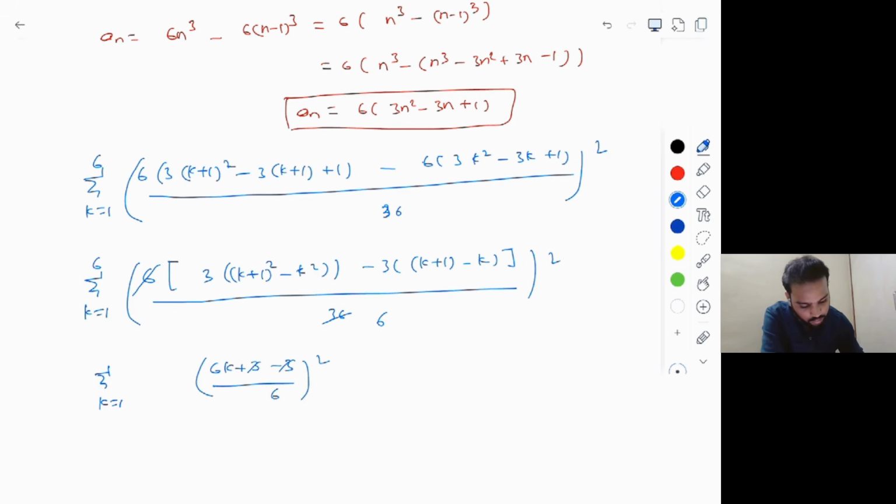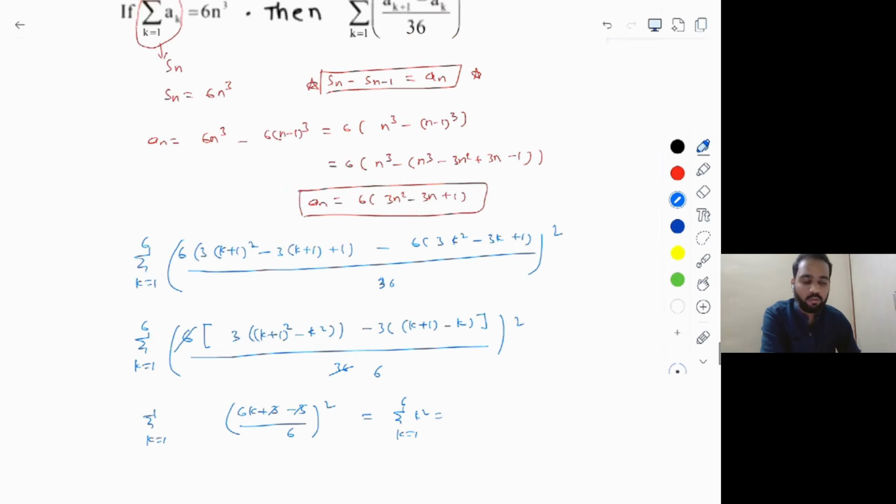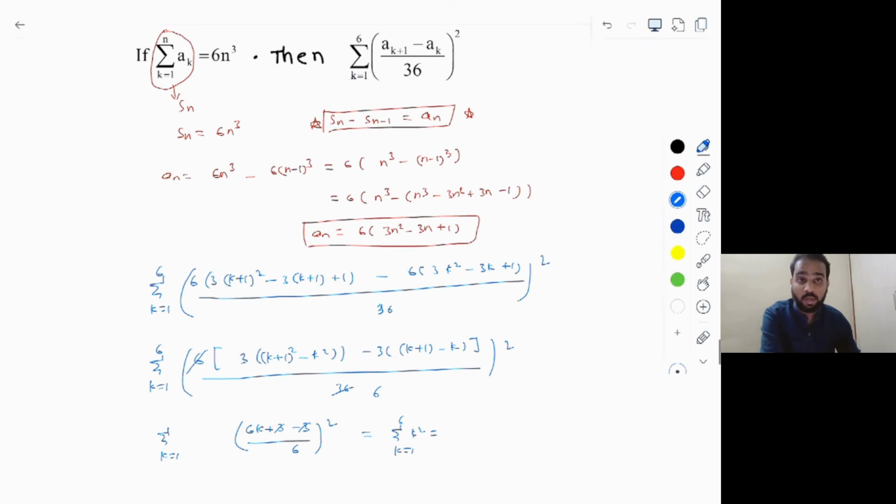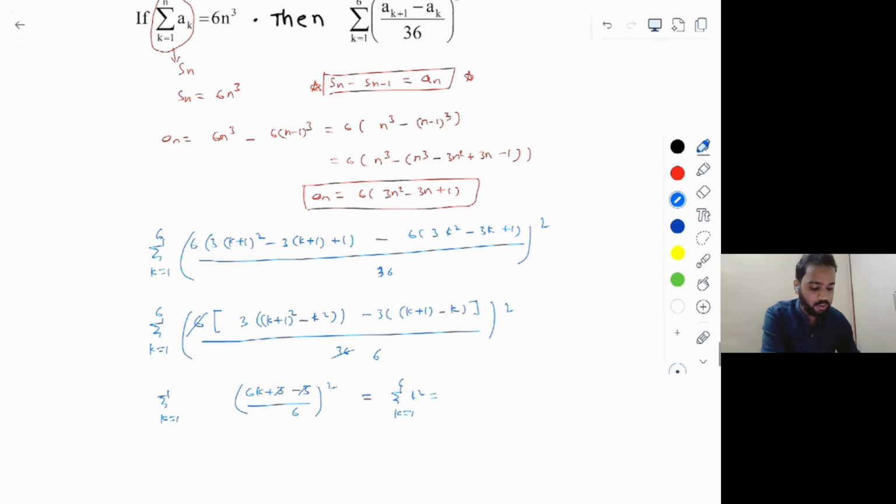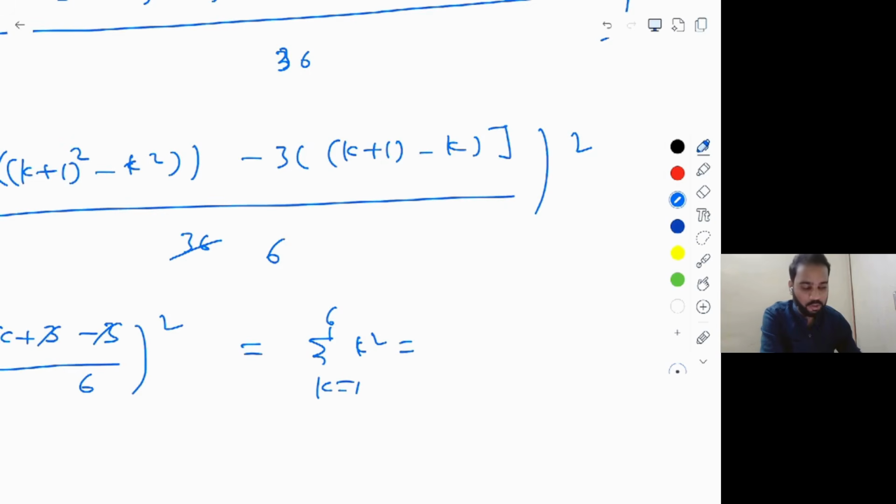It gets cancelled out. 6 also can be cancelled out. And finally, the remaining part is only sigma k equals 1 to 6 of k square. Okay. So at one point, we were assuming that the question is going to be lengthy, but look at that the last step. It is reduced to a simple question, sigma k square, k equals 1 to 6.